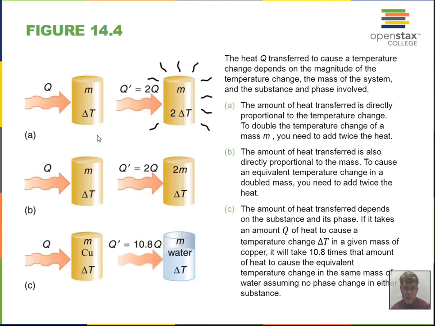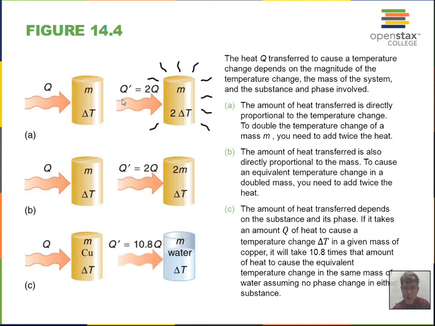So here's a little illustration of the concepts that would be involved here. Here we have an object, a mass m. It undergoes a change of temperature delta T when we deliver Q units of energy. What if we deliver 2Q units of energy and the object maintains its phase? So it's solid here, it's solid over here. Is it reasonable to you that if twice as much energy comes in, there'll be twice as much change in temperature? It is true. There's a proportionality. Q and delta T are proportional to each other.